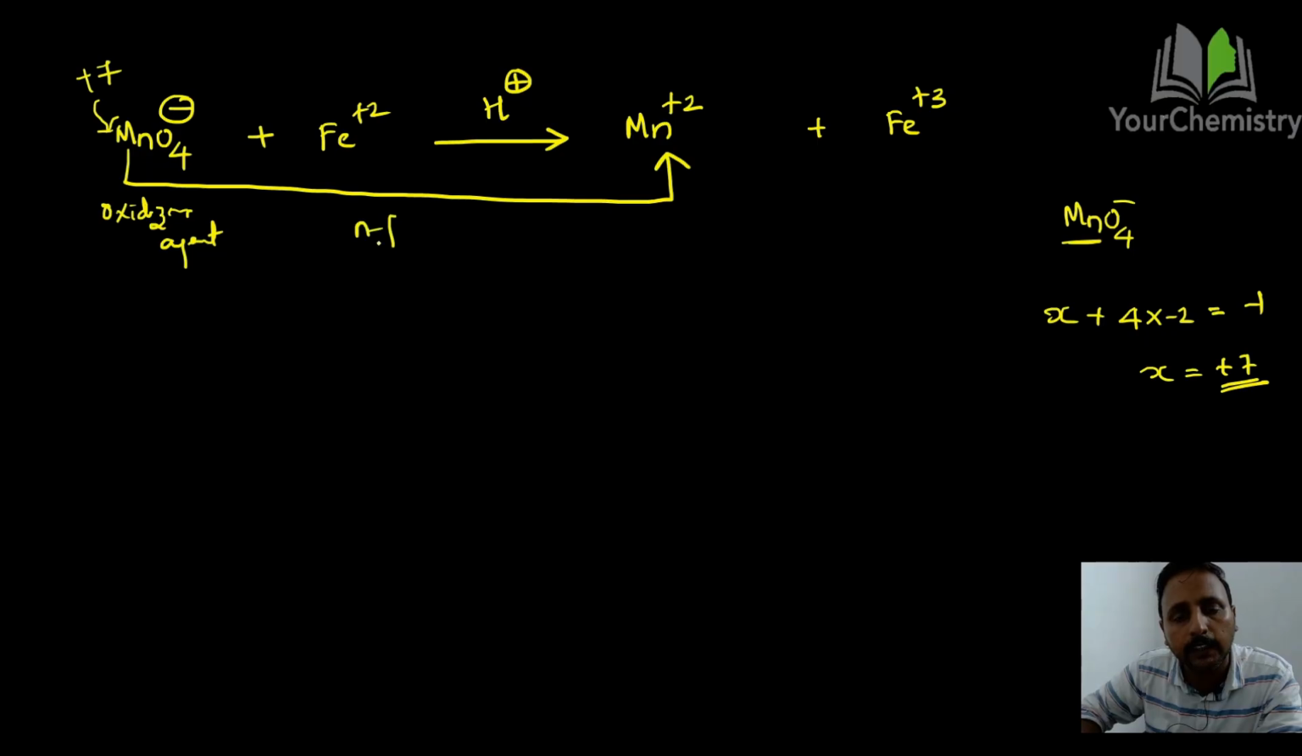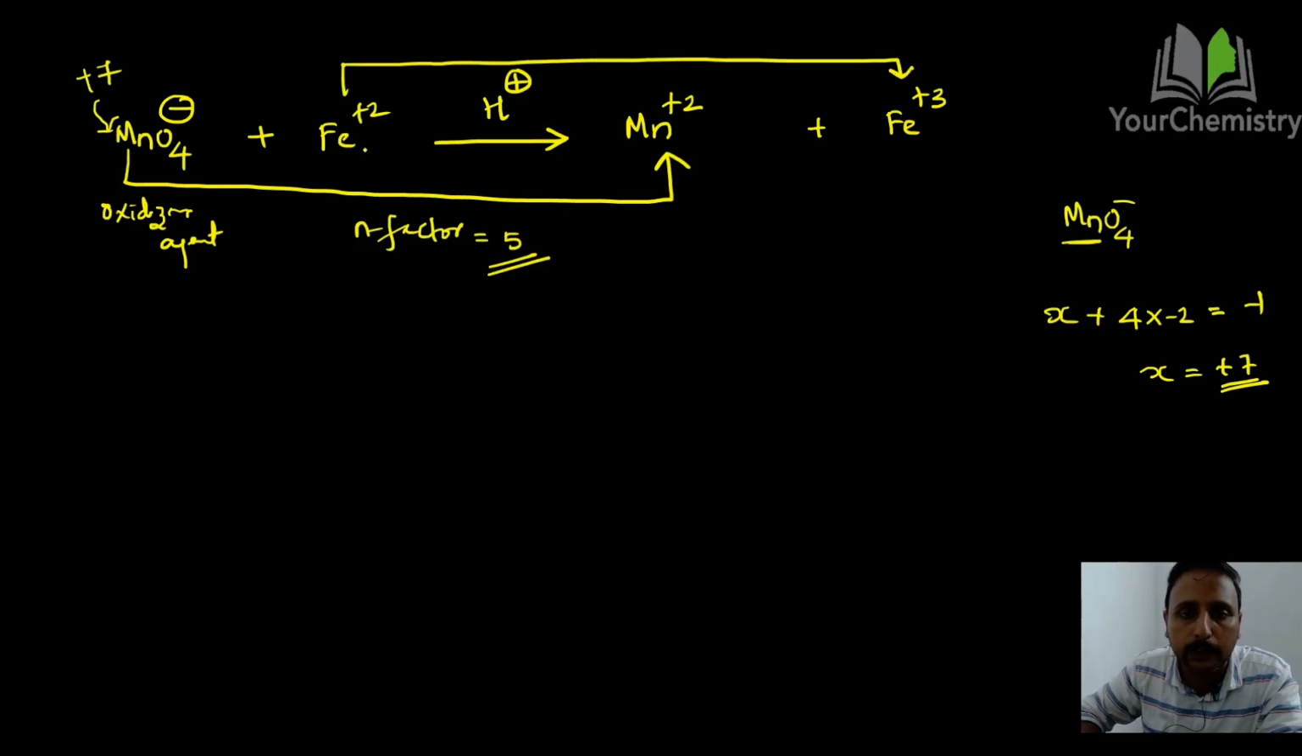So the N factor, the change in oxidation state per molecule, is how much? 7 minus 2, because here it is 7, here 2. So 7 minus 2 is 5. N factor is 5. Similarly, Fe +2 to Fe +3, the oxidation state increases from +2 to +3. The change in oxidation state, +3 minus 2, is 1. So the N factor here is 1. According to the law of equivalence, what can I write?